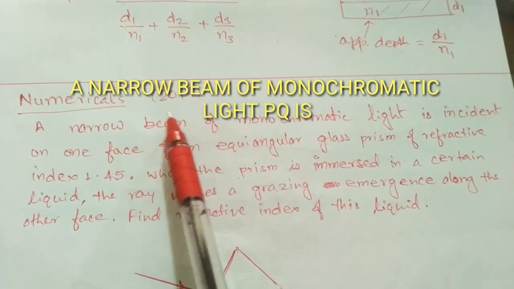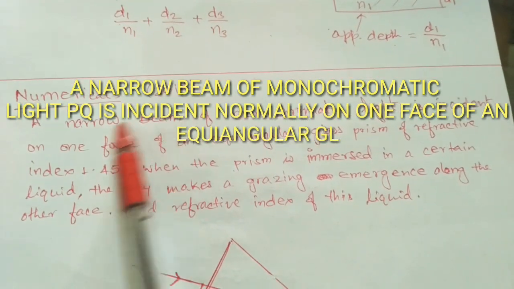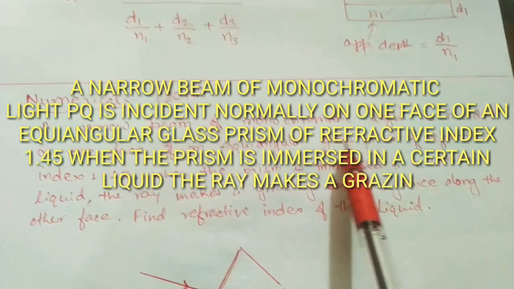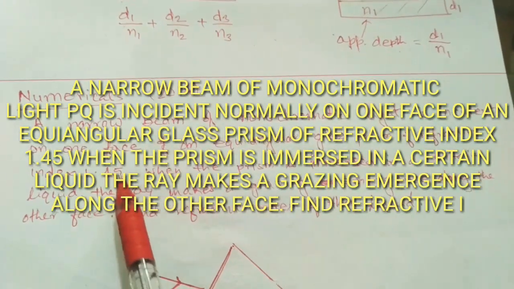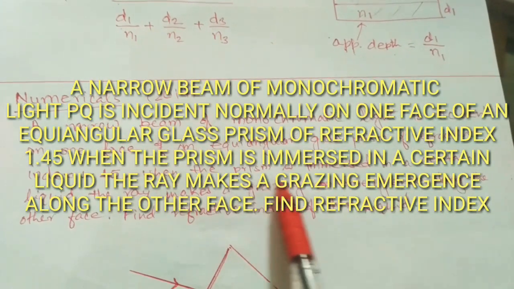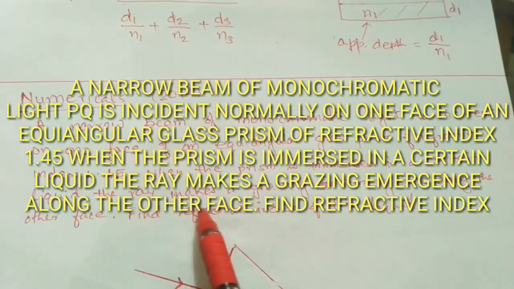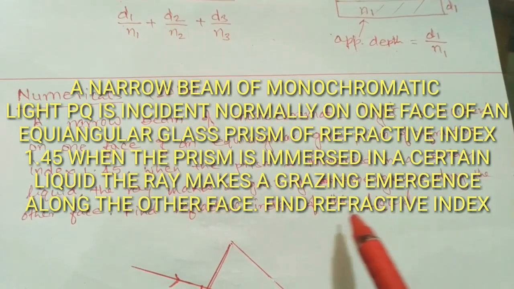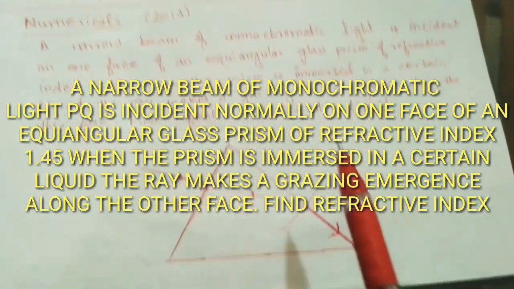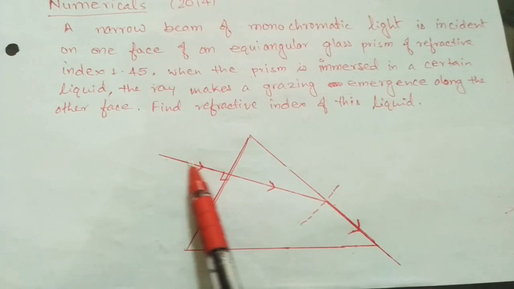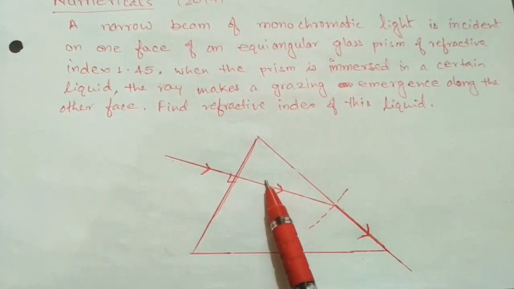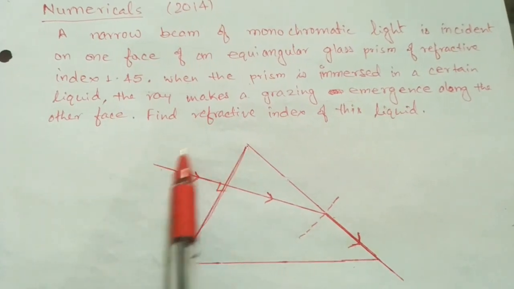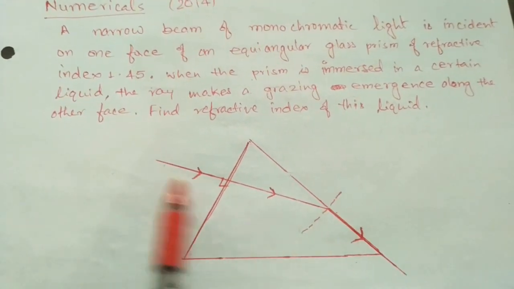Now see, a numerical came in 2014. A narrow beam of monochromatic light is incident on one face of an equiangular glass prism of refractive index 1.55. When the prism is immersed in a certain liquid, the ray makes a grazing emergence along the other face. Find the refractive index of this liquid. So this is the diagram where the light ray is falling on a glass prism, and this prism is immersed in a certain liquid, and the light ray goes to this path.